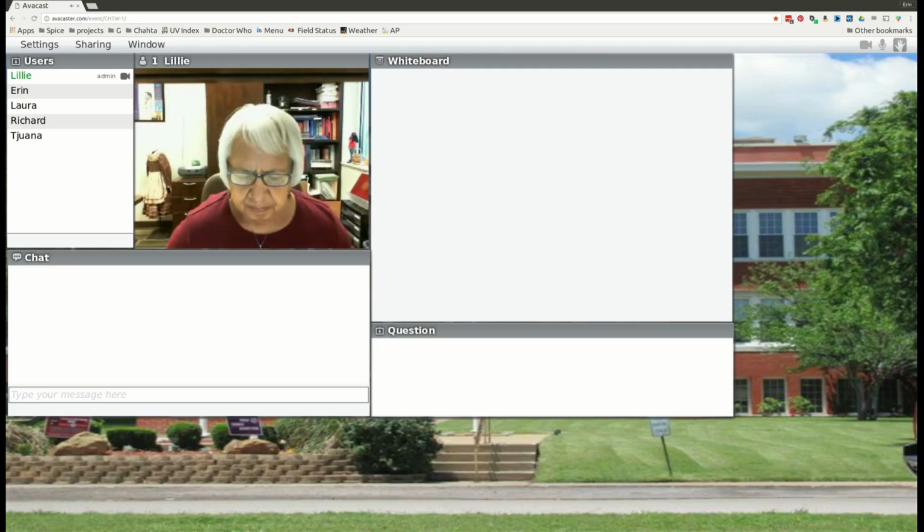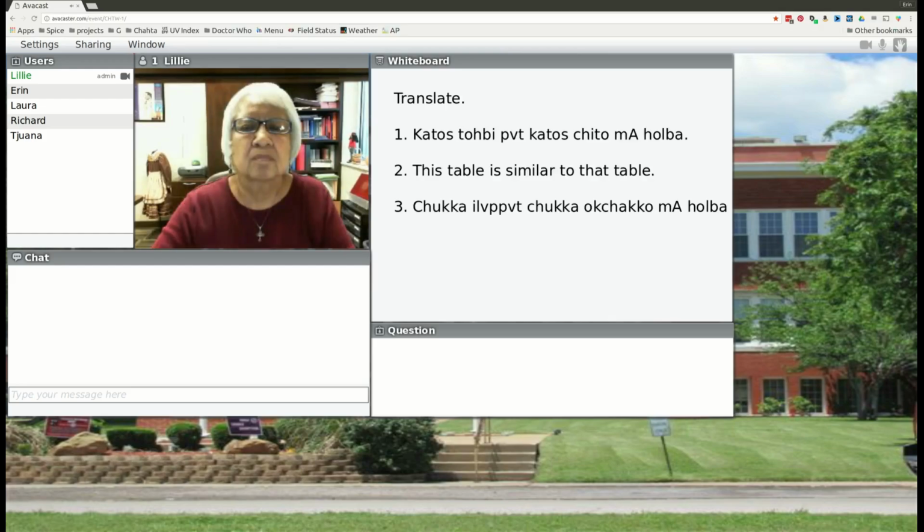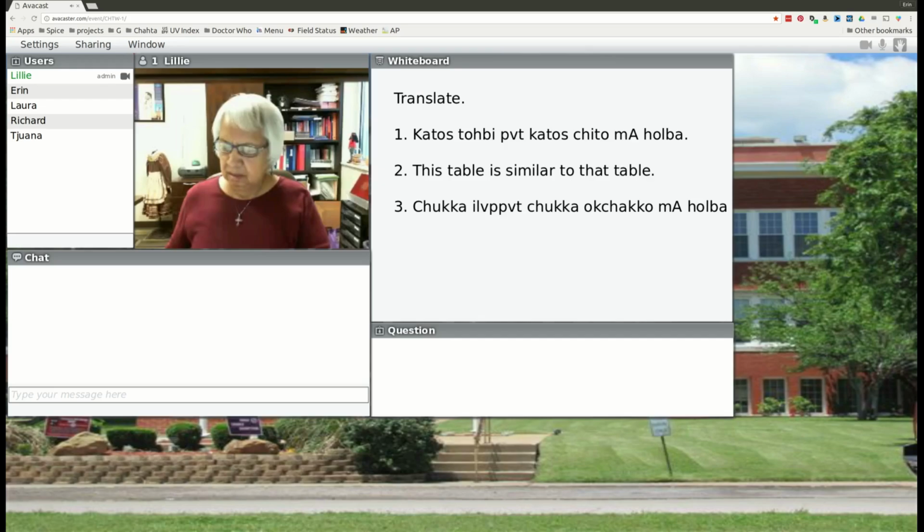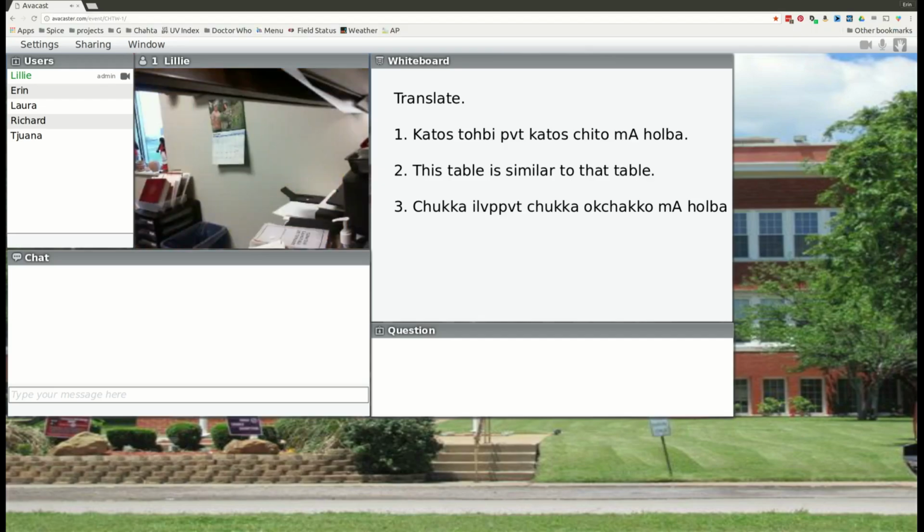Any questions on this part? Good, 3 sentences for you to translate. I'll give you a couple more minutes on this assignment and we'll go over it.